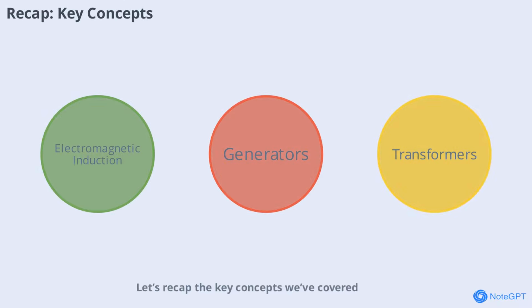Let's recap the key concepts we've covered. Electromagnetic induction is the process of generating voltage by changing magnetic fields. It's the principle behind generators, which produce electricity, and transformers, which adjust voltage for efficient transmission. This technology powers our homes, enables wireless charging, and drives innovation in many fields.